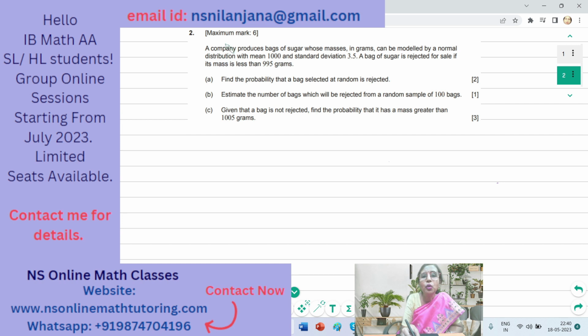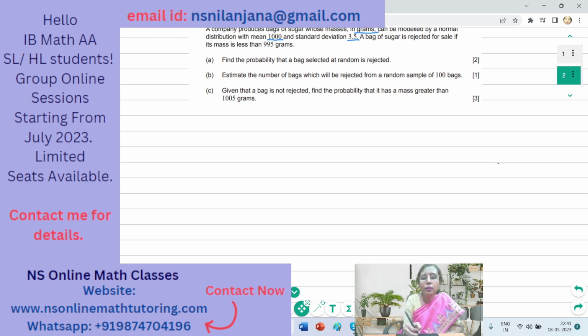We start with question 2. It contains 6 marks and it says a company produces bags of sugar whose masses in grams can be modeled by a normal distribution with mean 1000 and standard deviation 3.5. A bag of sugar is rejected for sale if its mass is less than 995 grams. Part A says find the probability that a bag selected at random is rejected. That means its mass will be less than 995 grams.